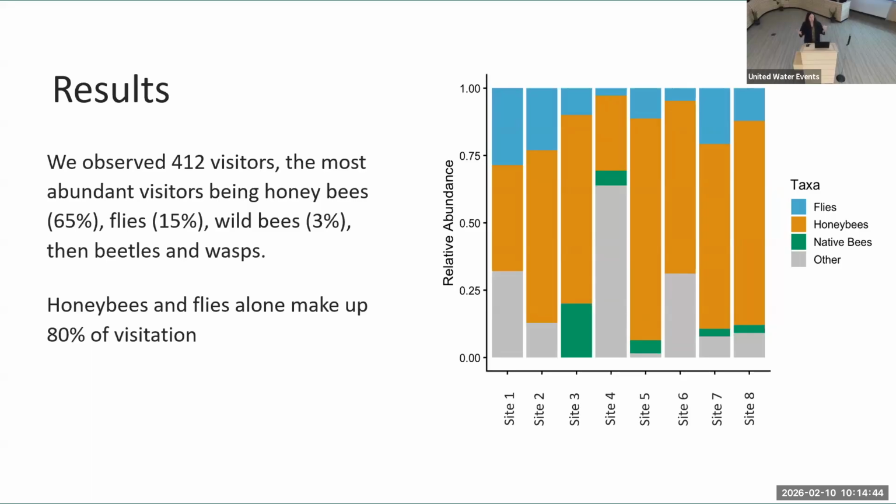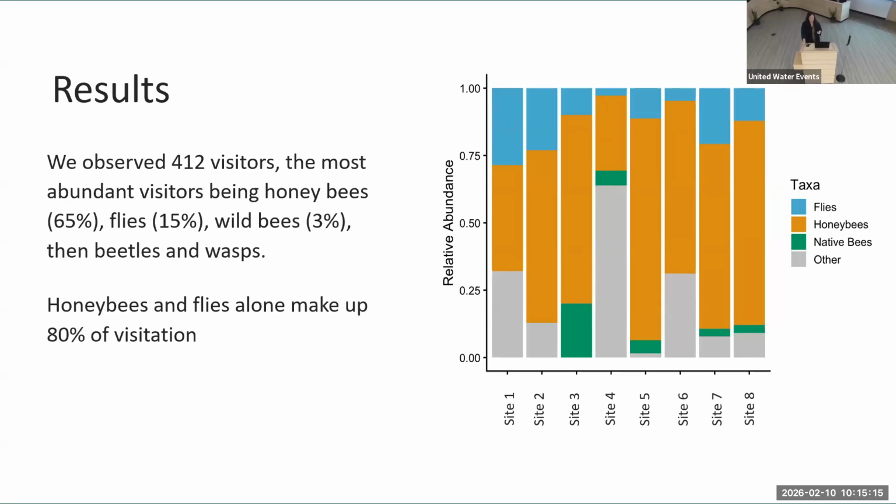Okay, so here are some of the results. The first thing is, when you look at the abundance of different visitors, honeybees were the most abundant visitors. 65% of our visitors were honeybees, followed by flies, and wild bees were only 3% of our visitors. And if you look at this graph on the right, the wild native bees are in the green, and it's really shocking that we didn't see that many of them. Some of the sites we had no wild bee visitors. It was just honeybees and flies.